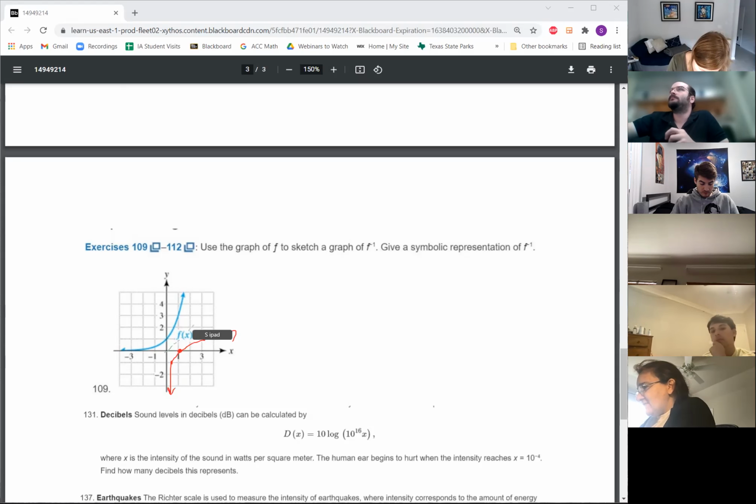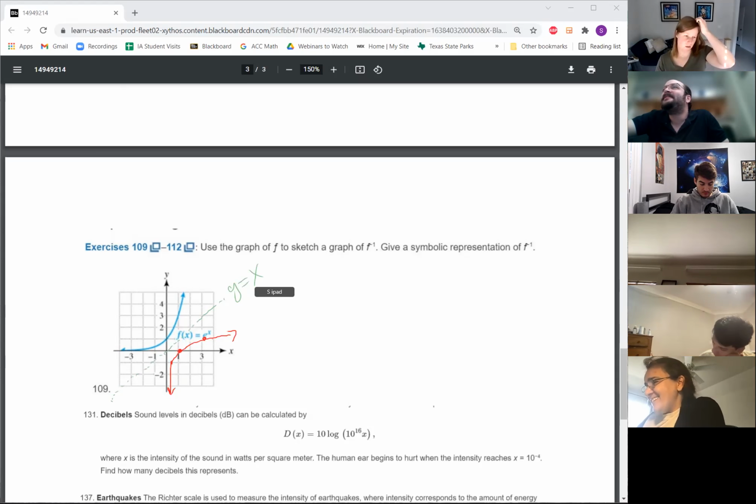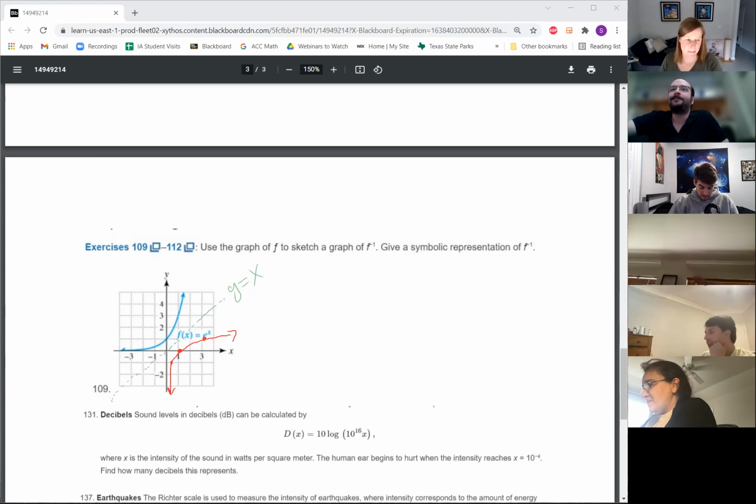And remember, whenever we do inverses, it's always reflecting over that line, y equals x. Yeah, that's what it reflects over. So you should think, if I fold my paper diagonally like that, are they going to match? Yeah, it's actually 2, 0.